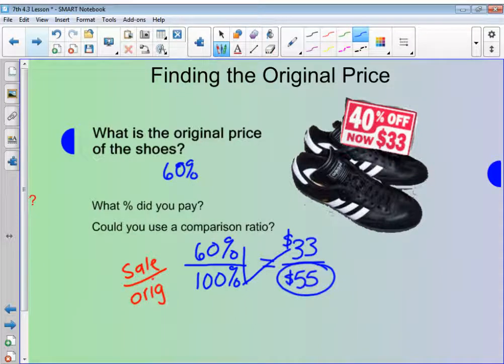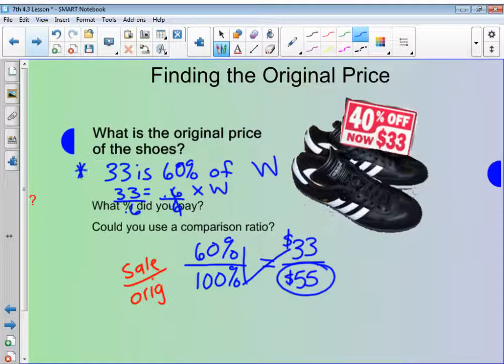sorry, 33 is 60% of what number? And so then we would put our 33 equals 0.6 times W, and then divide by 0.6, divide by 0.6. It's still going to give you the same thing of $55. This is hard. It's hard to set it up that way. It's confusing. This visually, so easy to see. So easy to set it up.